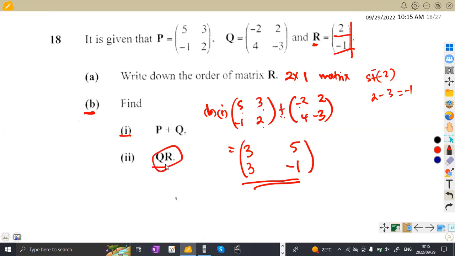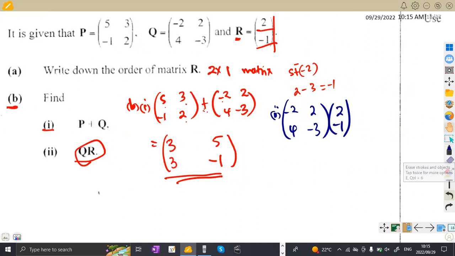Then QR, which means we are multiplying Q times R here. That is our item 2. So we're going to multiply Q, which is negative 2, 4, 2, negative 3, by matrix R here, this is our R, which is 2, negative 1. So row by column. That means we can have our answer here. So we've got this row by the first column. As you can see, we're just multiplying minus 2 by 2, which is negative 4, plus 2 times negative 1, which is negative 2.